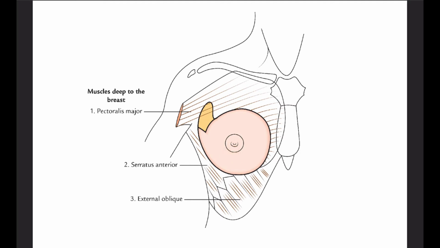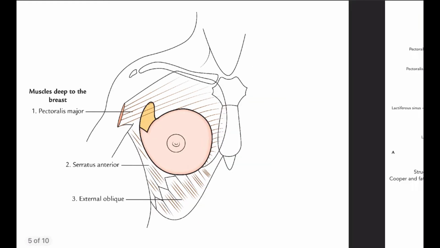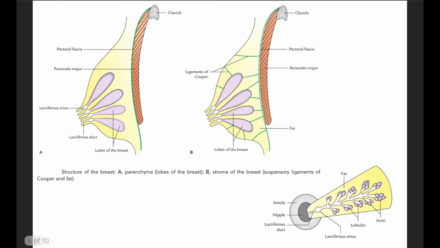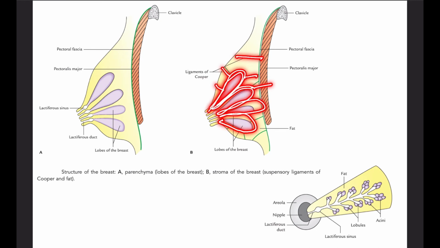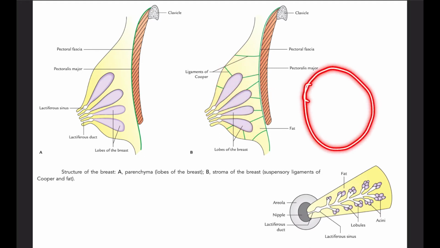The parenchyma or glandular tissue of the breast secretes milk to feed the newborn baby. The parenchyma consists of about 15 to 20 lobes arranged in a radial fashion, the same as the ligaments of Cooper. This resembles the spokes of a wheel.